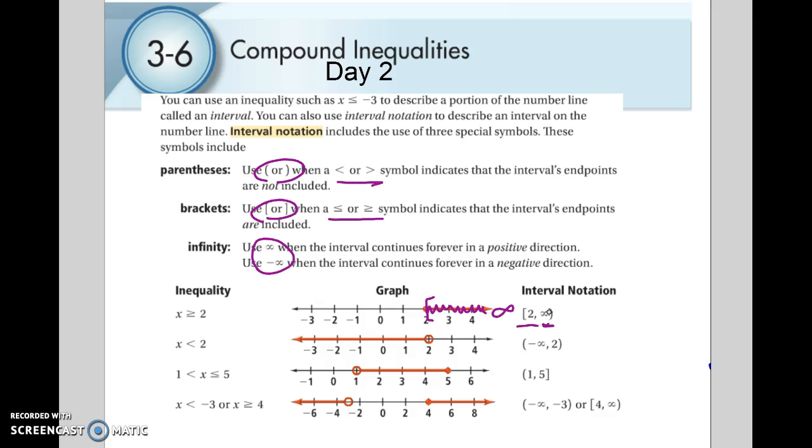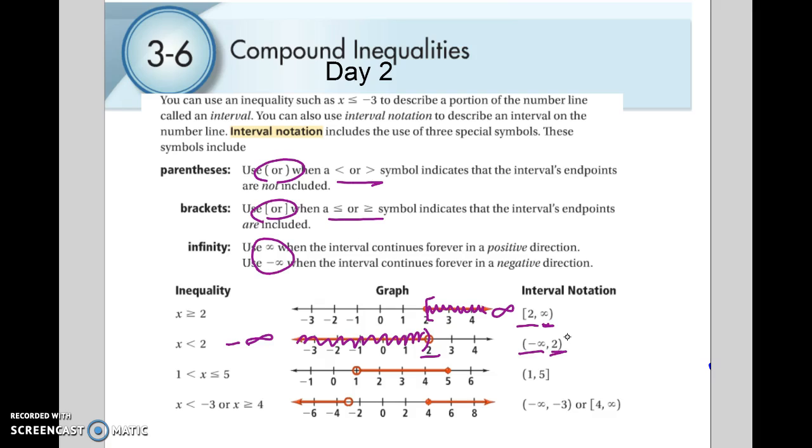If you look at the next one, x is less than 2. The less than sign, there's no equal, so I know that it's going to be a parentheses. And it's less than, so it's going this way, towards the negative infinity. So my start and end points, I'm always going to start from the left and then go to the right, is going to be negative infinity first with a parentheses, because infinity is always parentheses. And then the 2, because it ends at the 2, is second with a parentheses.